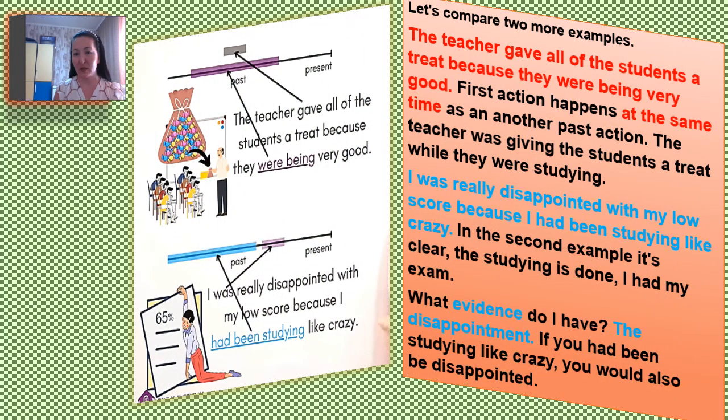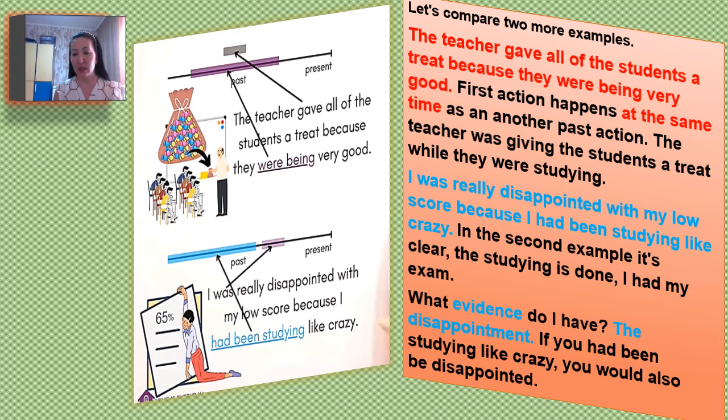Let's compare two more examples. The teacher gave all of the students a treat while they were being very good. First action happens at the same time as another past action. The teacher was giving the students a treat while they were studying.